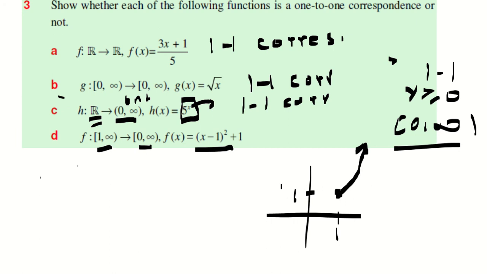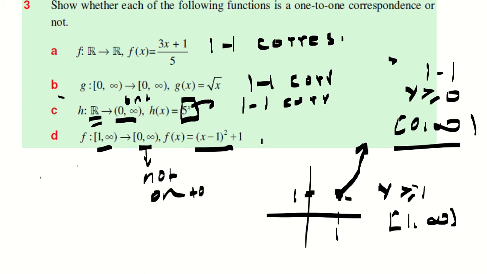What about ontoness? For ontoness, we have to consider the domain. What is the range? The graph is completely above 1, which means y must be greater than or equal to 1. Is that range mentioned here? No. The range mentioned here is 0 to infinity, but it was supposed to be from 1 to infinity, because the graph stays completely above the number 1 on the y-axis. Therefore, the appropriate range is not mentioned, so it is not onto. If it is not onto, it is not a one-to-one correspondence. So that is the answer for the homework that I gave you.